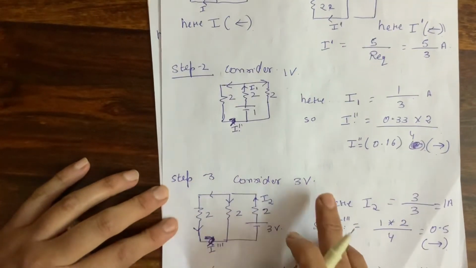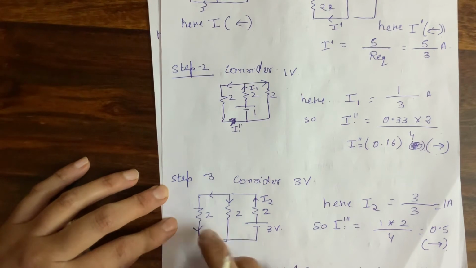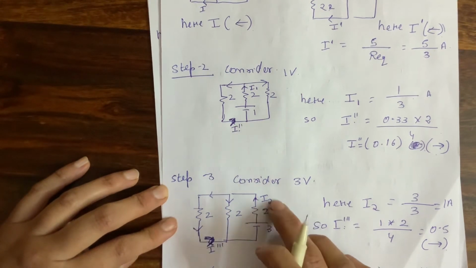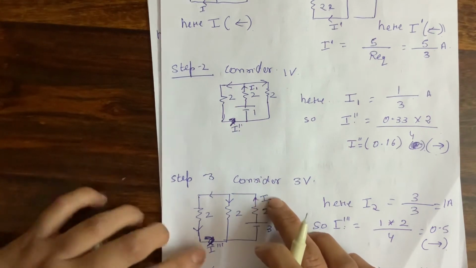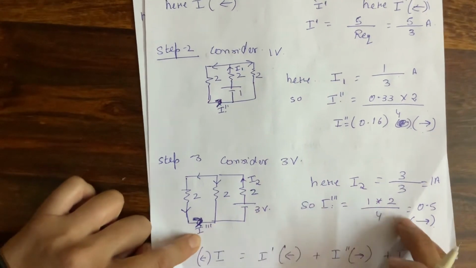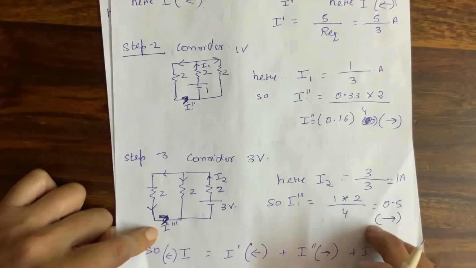Now step 3, consider the 3 volt source. Now the main source is 3 volt. All the other sources are short circuited because they were voltage sources, and my main current is now named I2. Applying the current division rule, I will find I triple dash. I triple dash comes out to be 0.5 ampere in the right direction.